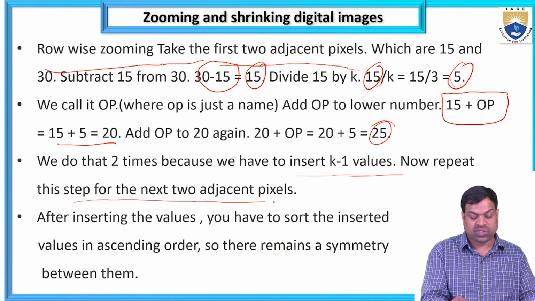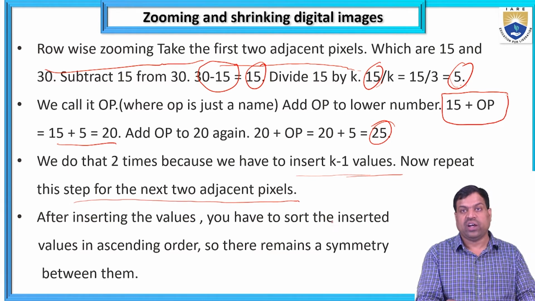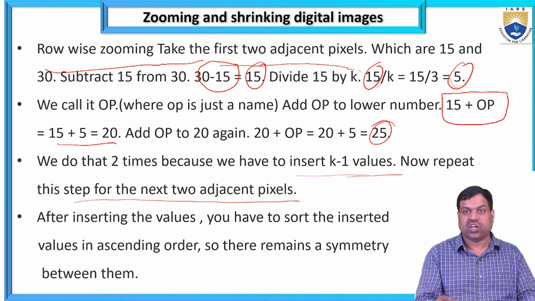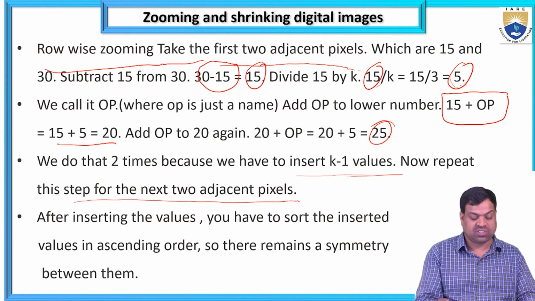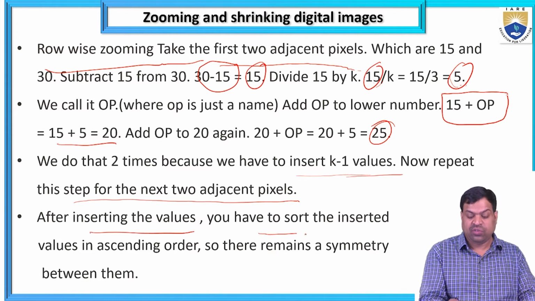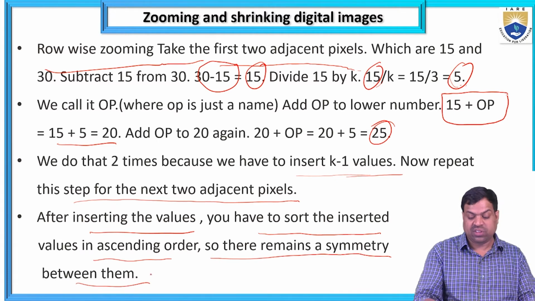Now repeat these steps for the 2 adjacent pixels. So I completed for 2 adjacent. After that you can apply for another 2 adjacent pixels. So inserting the values, we have to insert values in ascending order. So it remains symmetric between them.